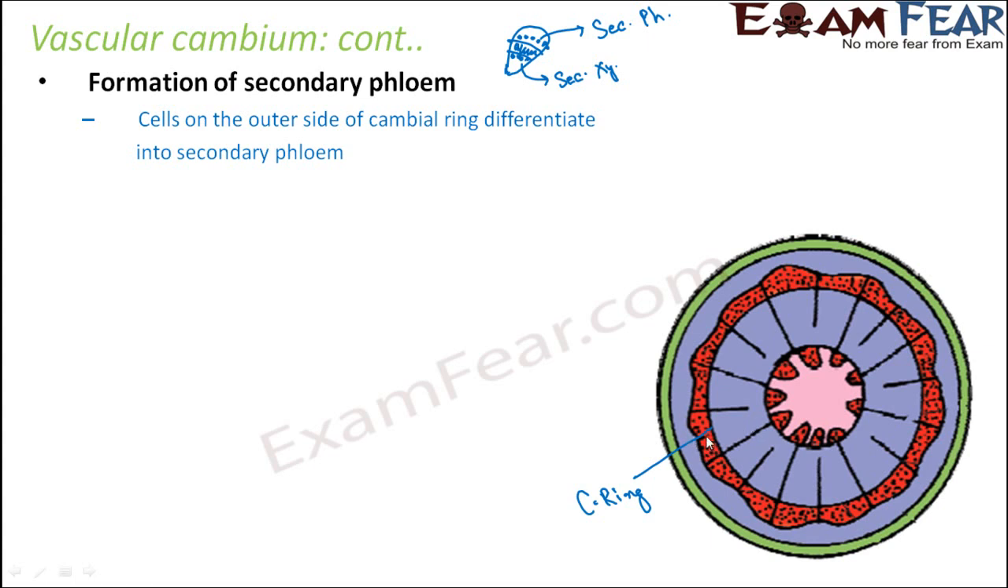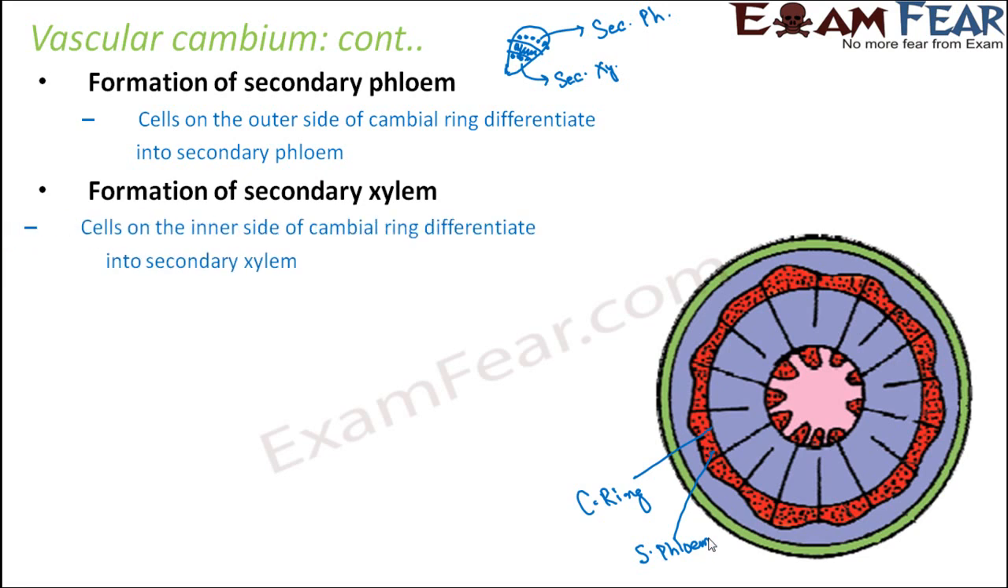Now this cambial ring will form cells on the outer side. So that means these red colored cells which are formed on the outer side of the cambial ring are going to be your secondary phloem. Similarly, the cells which are formed on the inner side of the cambial ring will be secondary xylem. So cells on the inner side of the cambial ring differentiate into secondary xylem. So here this side will be formed secondary xylem.